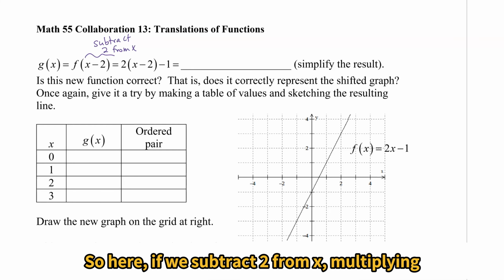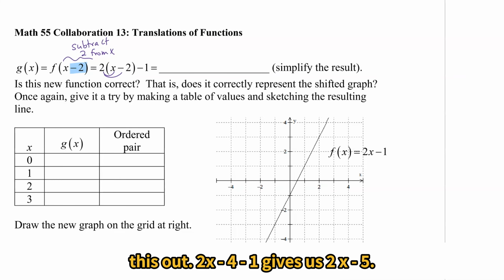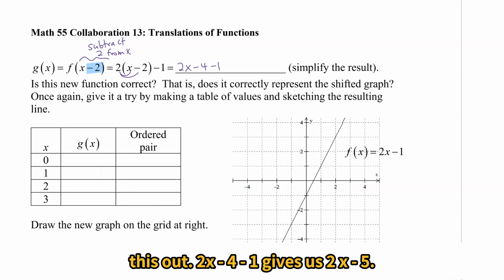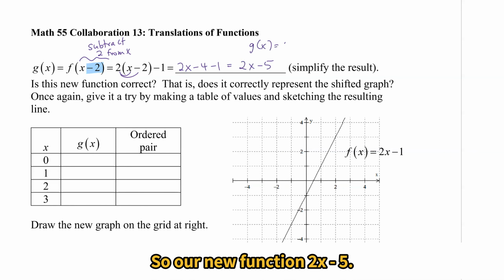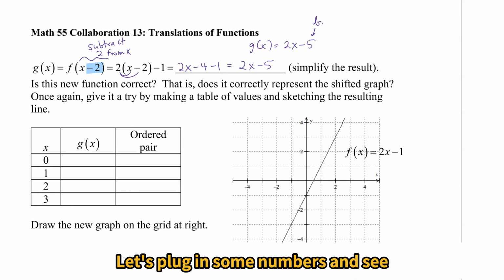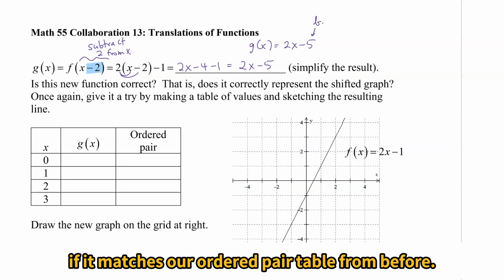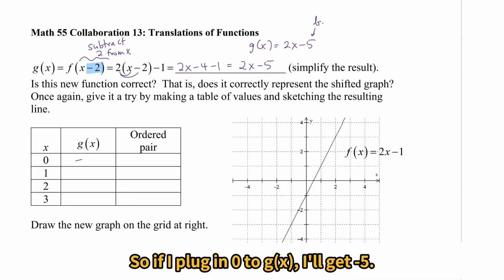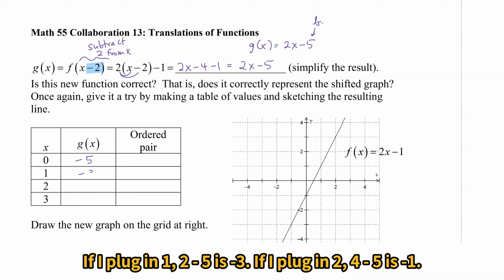So here, if we subtract 2 from x, multiplying this out, 2x minus 4 minus 1 gives us 2x minus 5, so our new function is 2x minus 5. That was our shifted graph's y-intercept, negative 5. Let's plug in some numbers and see if it matches our ordered pair table from before. So if I plug in 0 to g of x, I'll get negative 5. If I plug in 1, 2 minus 5 is negative 3. If I plug in 2, 4 minus 5 is negative 1.